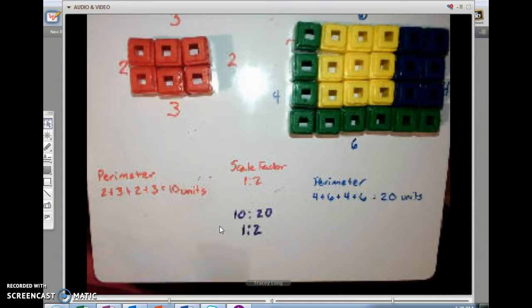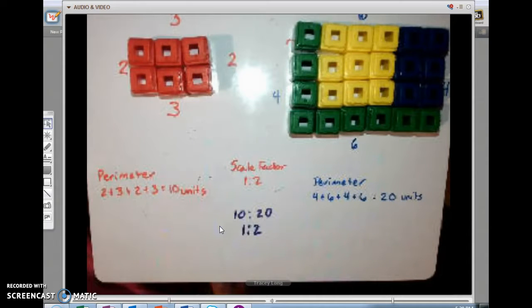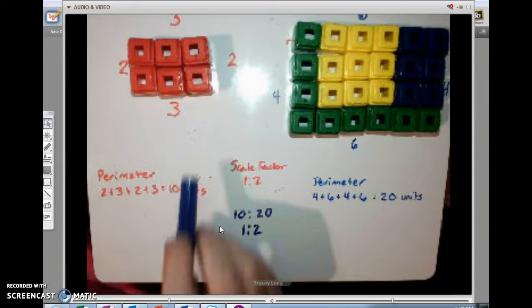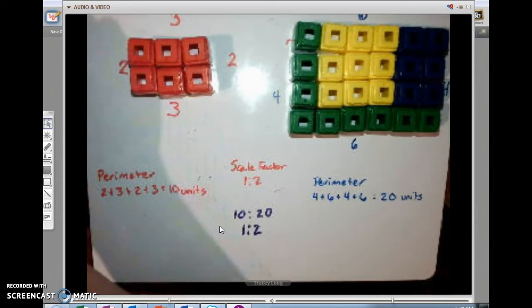So if they said compare the ratios of the perimeters of these two figures, if the scale factor is 1 to 2, well, you would say that the ratio of the perimeters is also 1 to 2. All right, let's take that a step further. Let's look at area.